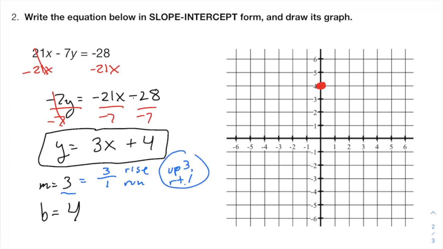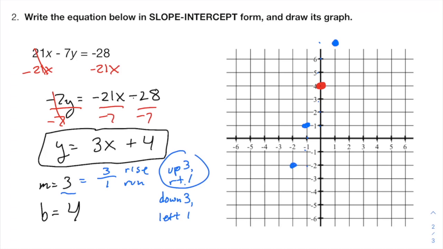If you'll notice here, if I go up 3, 1, 2, 3, and to the right 1, I'm kind of off the graph. Not too far off the graph, so I know the point would be right about there. It's not bad. But this might be when you like to go in the opposite direction. Instead of going up 3 and to the right, why not go down 3 and to the left 1? That's like doing a negative over a negative, which is still a positive slope. So down 3 to the left 1 puts you on that same line.